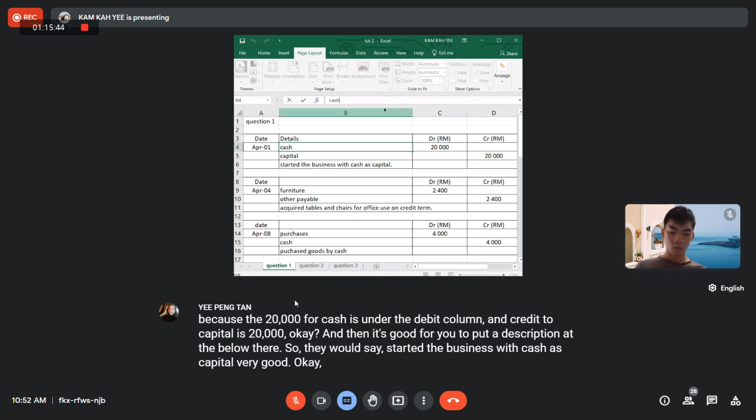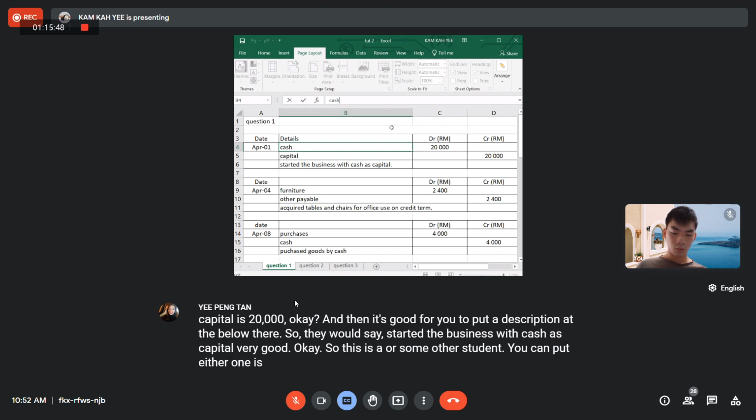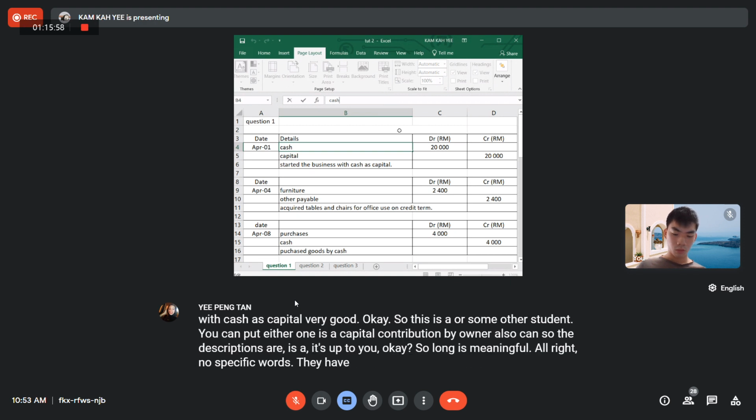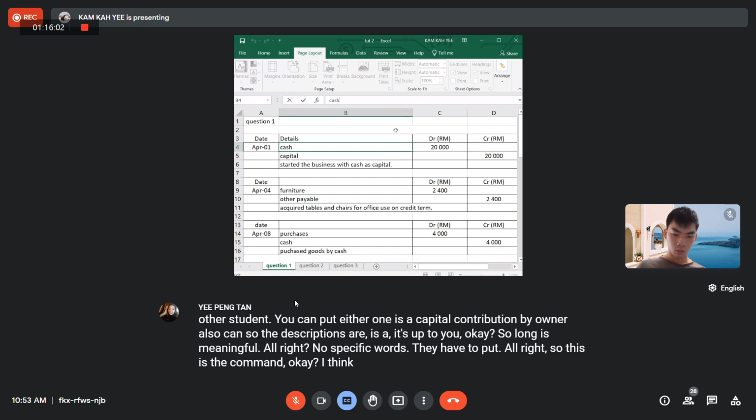Very good. Okay, some of the students put an easier one, which is capital contribution by owner, also can. So the description is up to you, so long as it's meaningful. All right, no specific words you have to put. All right. So this is the comment. Okay, I think the answer just now.